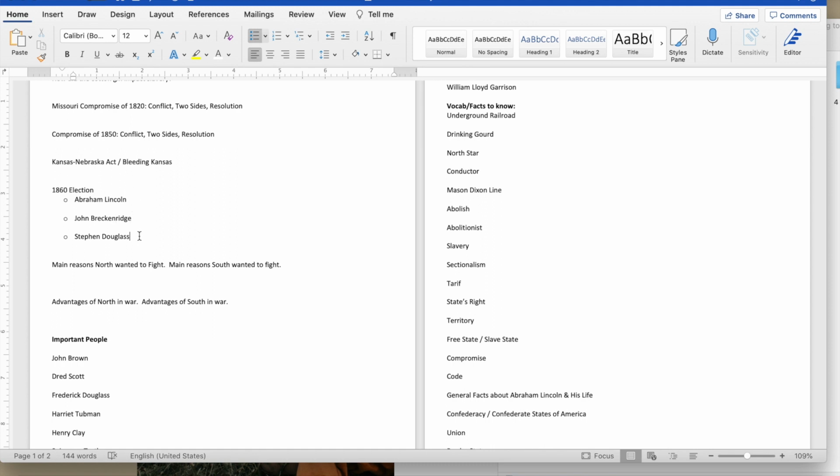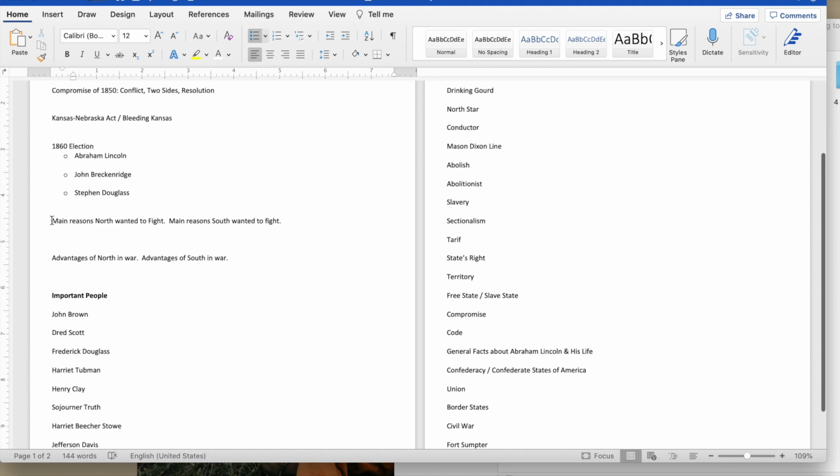So in this election, Stephen Douglas likes the idea of popular sovereignty. Every state gets to decide for themselves. John Breckinridge likes slavery. He's a slave owner. He's from the South. Abe Lincoln doesn't like slavery. He doesn't want to get rid of slavery, but he does want to stop the spread of slavery. He knows that if the free states keep growing, and the slave states don't get any bigger, eventually the free states are going to choke off the concept of slavery. So in the election, Abe Lincoln wins.